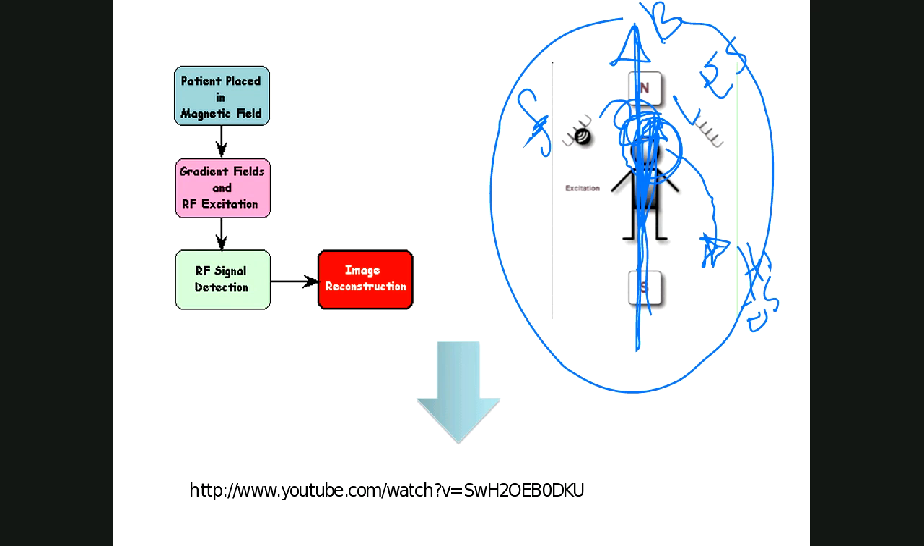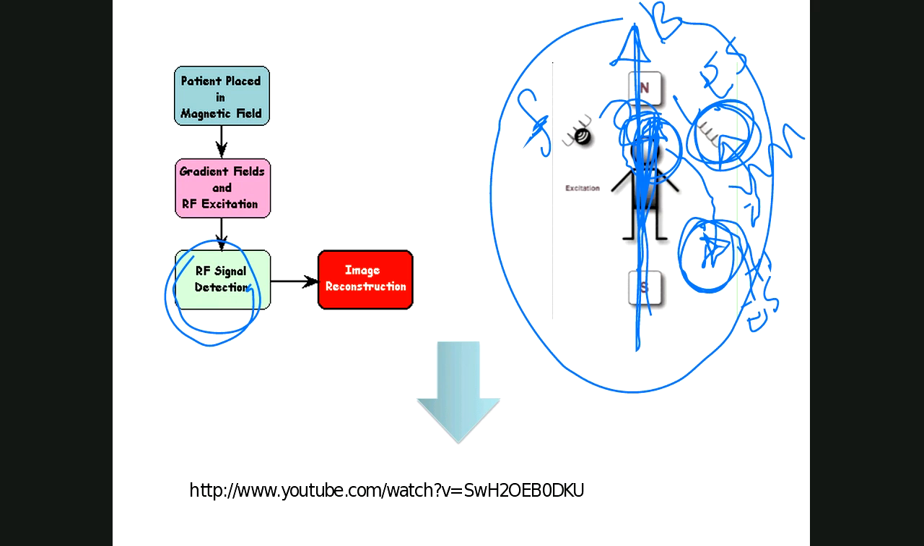Now, this is not favorable. I said many times, this is not favorable. Because of the increased torque, it will eventually go back. When it goes back, it gives off a signal that is captured by this coil, and then the detected RF signal goes to something called image reconstruction, which is a purely engineering procedure, and which we'll not discuss.